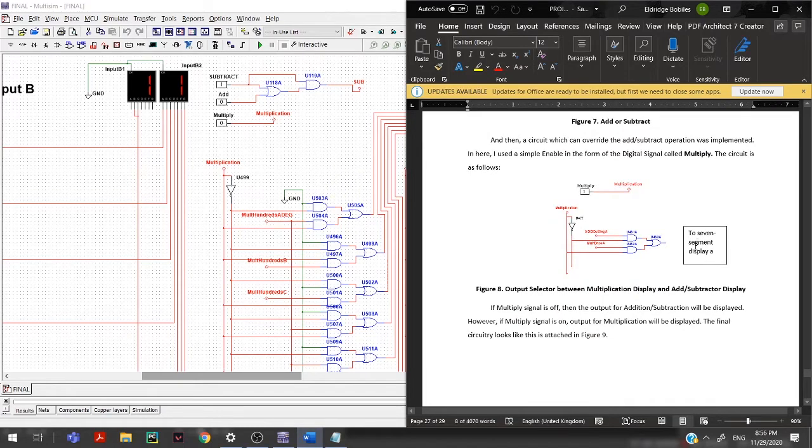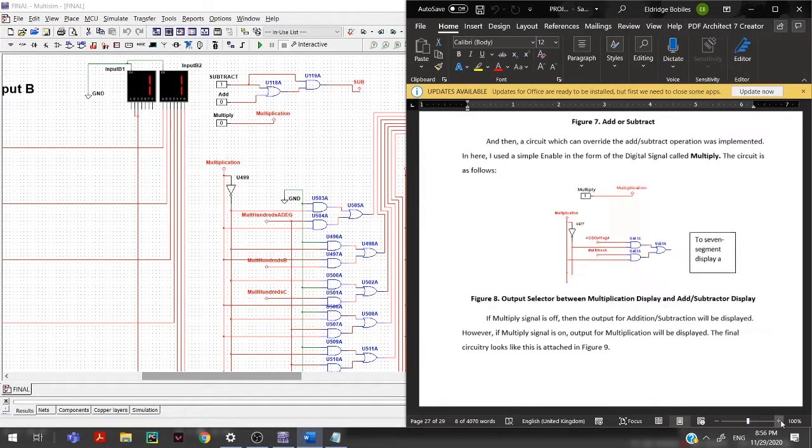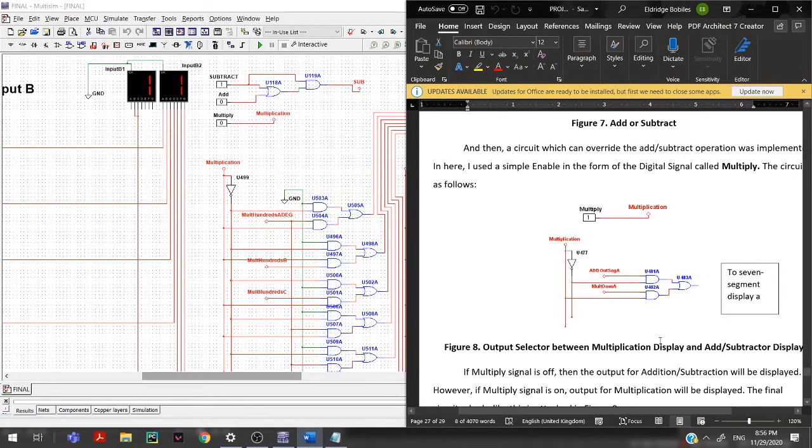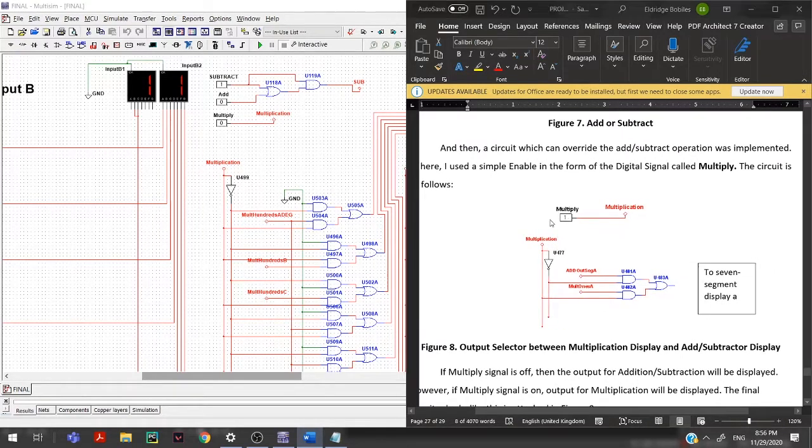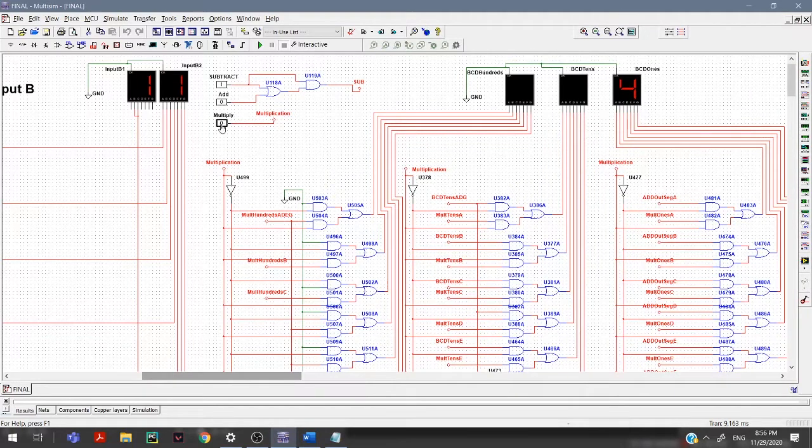So we created this simple enabler from the multiply. If multiply or multiplication is equal to 1, as you can see here, the circuit will follow the output of the multiplication display. However, if multiply is equal to 0, the circuit will follow the output of the addition and subtraction display. So let us try.